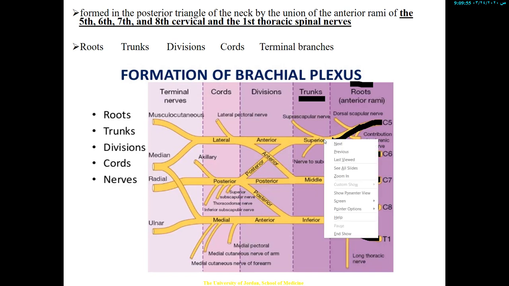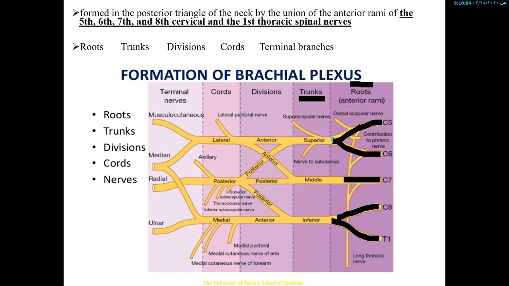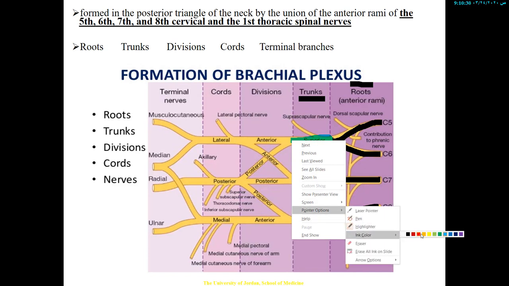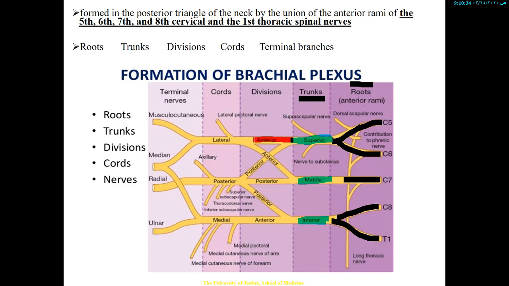So let's just change the color here. This is the upper trunk and this is the middle trunk. This is the inferior one. Now each one of them will divide into anterior and posterior here, posterior and anterior and posterior.